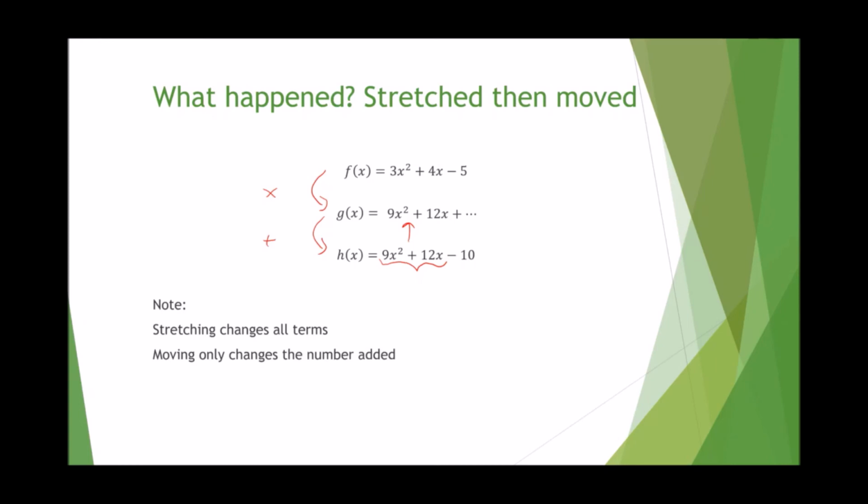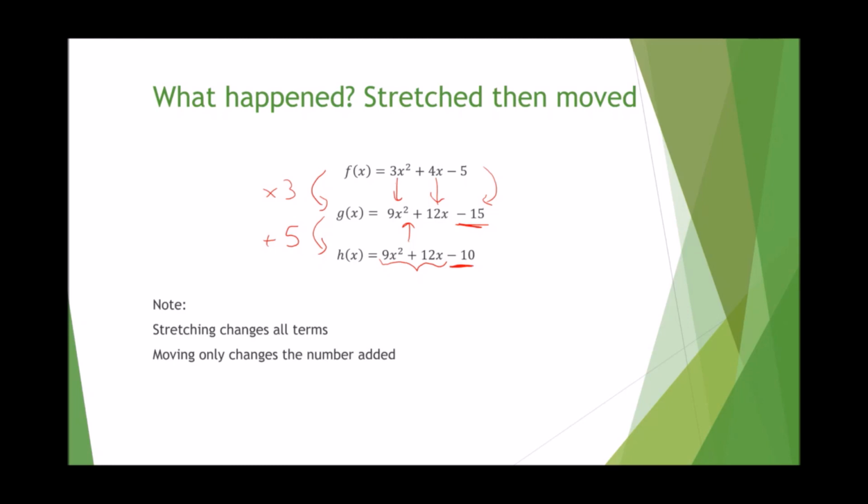But then again, we can find out what it is multiplied by. Well, 3x squared to 9x squared, 4x to 12x, that's multiplied by 3. And then we can also figure out minus 5 times 3, that number there must be minus 15. And then finally, we can figure out how much has been added or subtracted to get from minus 15 to minus 10. Well, clearly we have added 5 there. So what happened to this graph? It has first been stretched parallel to the y-axis by a factor of 3, and then it's been moved 5 up. How did we do that?